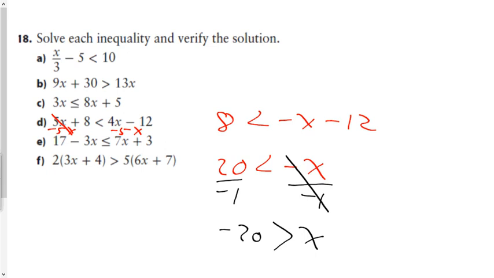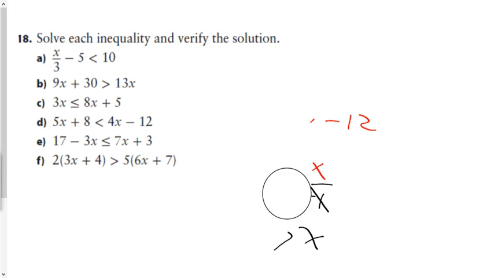If you had back here, if you had subtracted 4x from both sides, your coefficient would have remained positive, and you wouldn't have had to flip your sign.